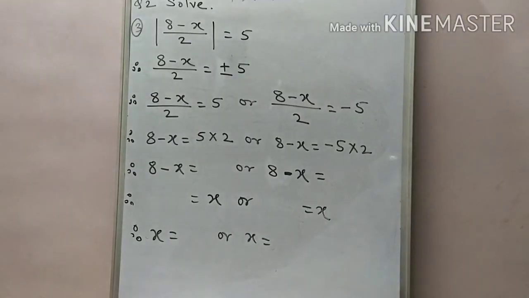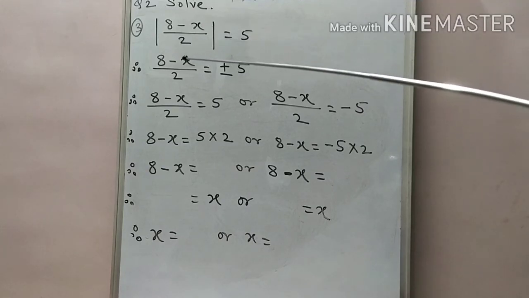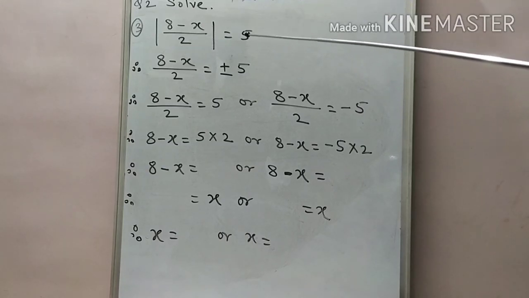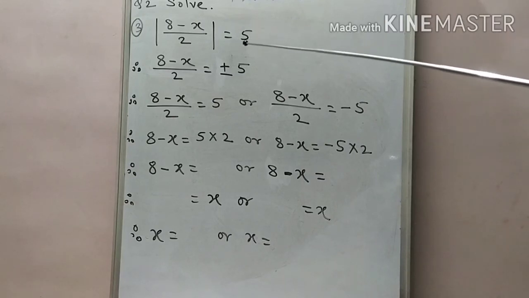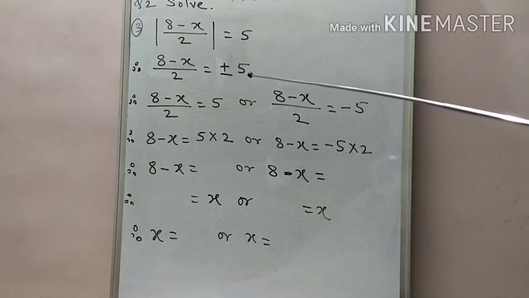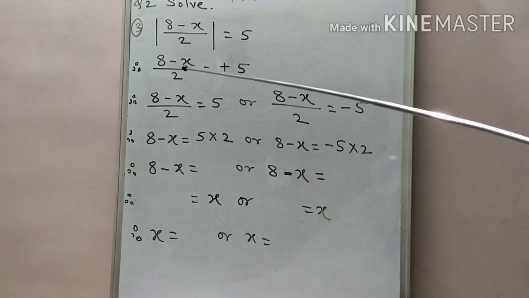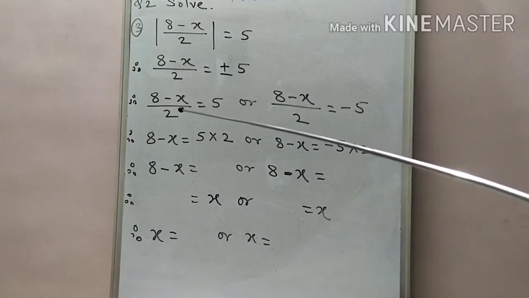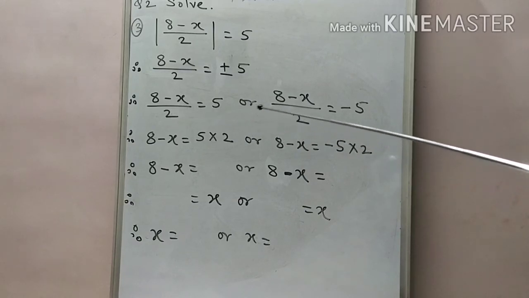Similarly we solve the third one: absolute value of 8 minus x upon 2 equal to 5. So here we change the value as plus or minus 5, as we are taking the equation outside the modulus sign. So similarly we have the second step as 8 minus x upon 2 equal to 5, or 8 minus x upon 2 equal to minus 5.